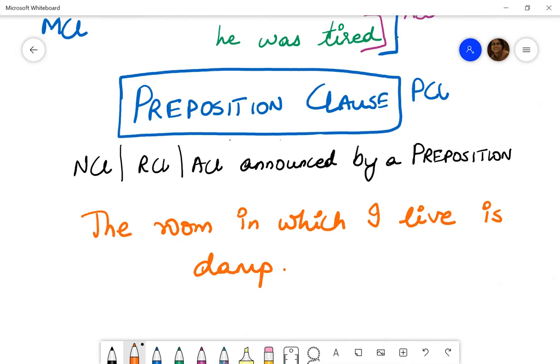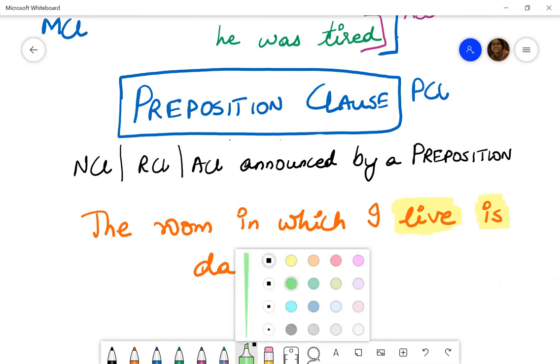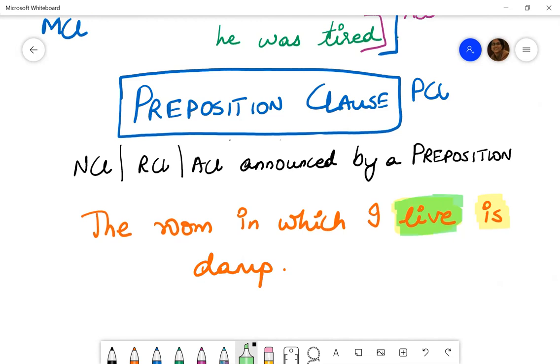But how many verbs are there in this? Is, right? And then, of course, live. This is another action word. And if you look at live, it is telling me more about which room, the room in which I live, right? Which room, the room in which I live. So should it have been RCL? Well, yes, it is giving me more information about which room, but it is announced by this very interesting thing that is called a preposition, and therefore it will be known as a PCL.